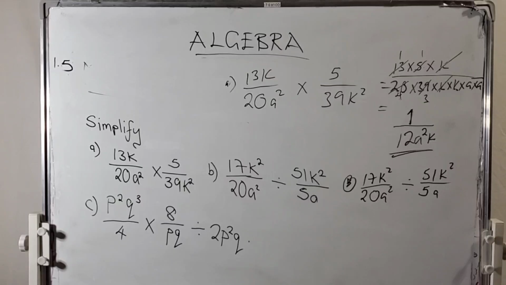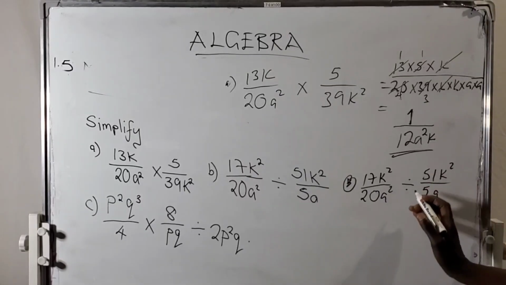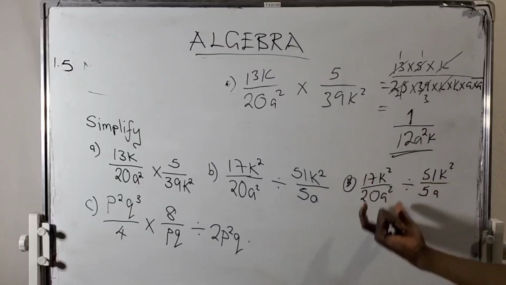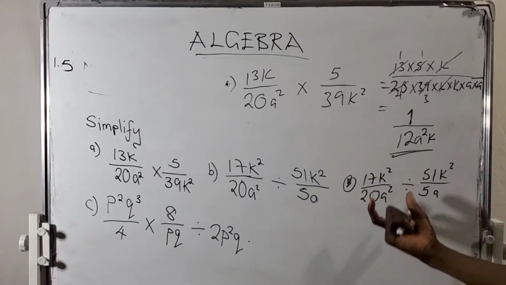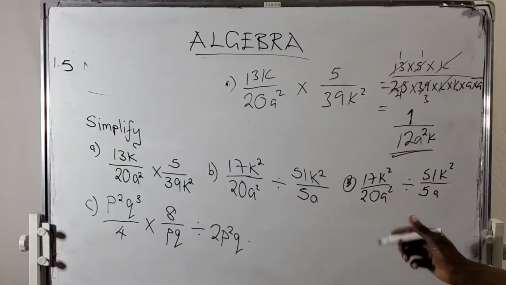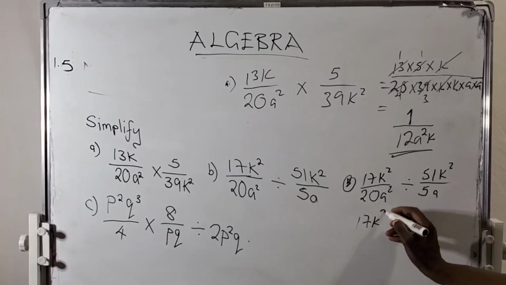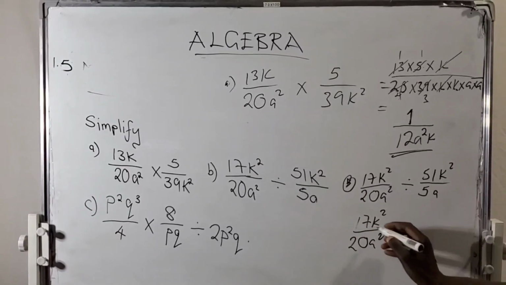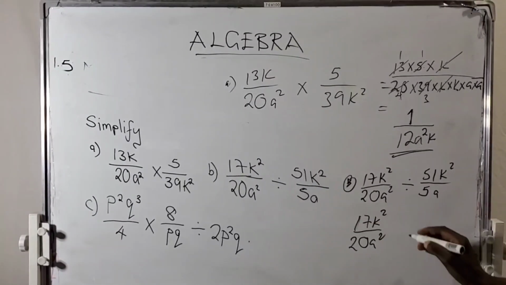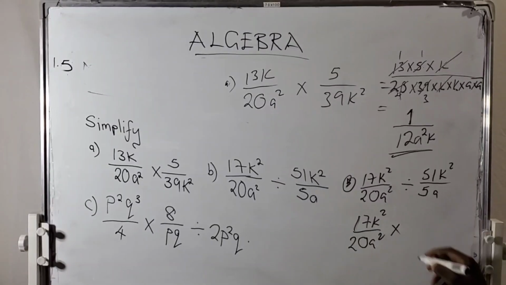Look at this. Here there is a division sign. If there's a division sign, you're going to maintain the first part of this fraction. I'm going to leave 17k squared the way it is, and the 20a squared the way it is. Then here we're going to introduce a multiplication sign. Are we together?